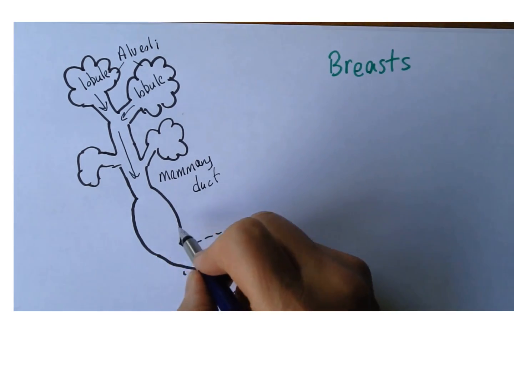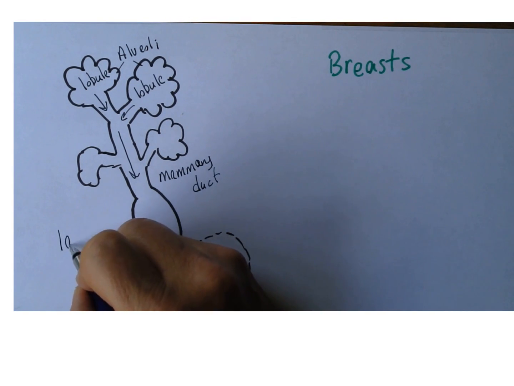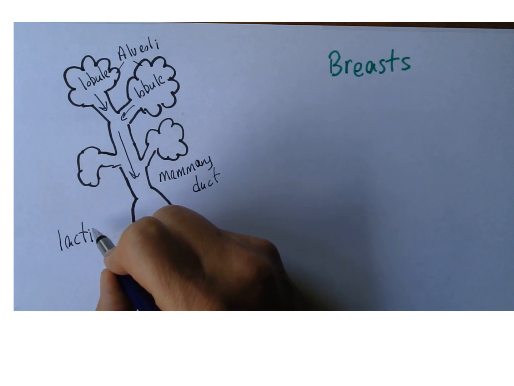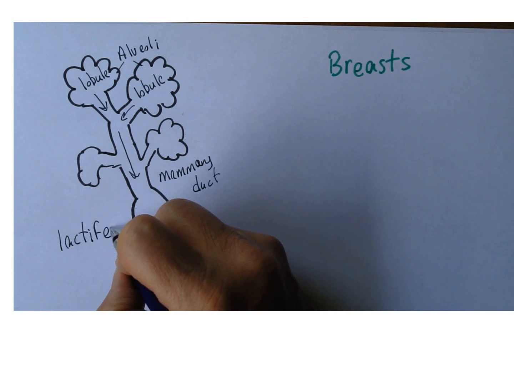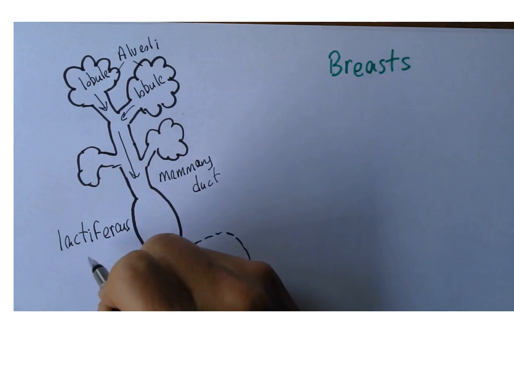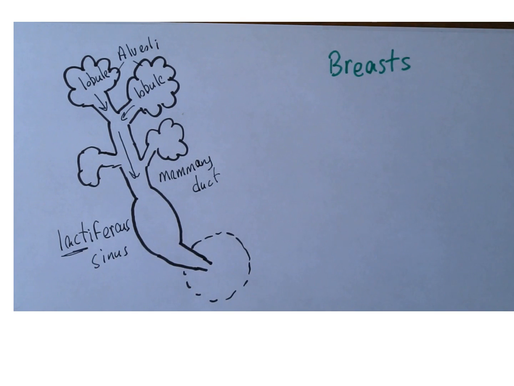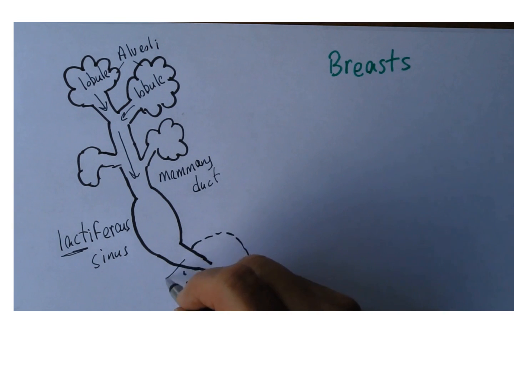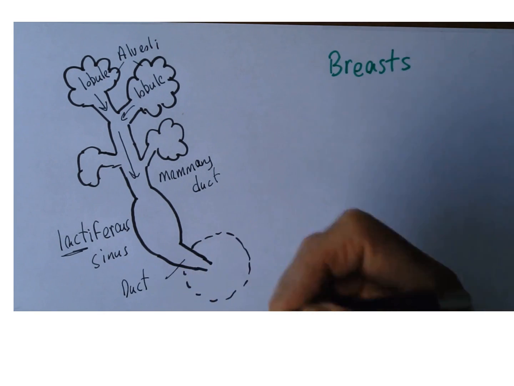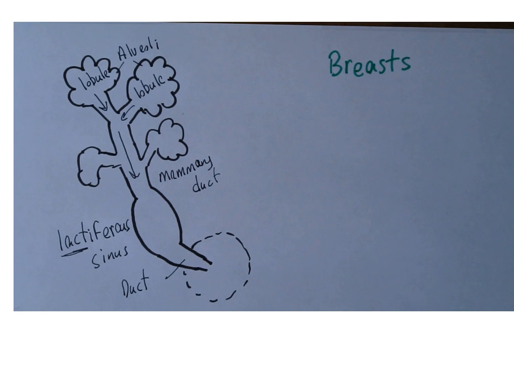And then into this lactiferous sinus. Lactiferous sinus. Lact, of course, means to do with milk. And then on into the lactiferous duct. And it's the lactiferous duct that drains into the nipple. And this is what is basically forming a lobe of the breast.